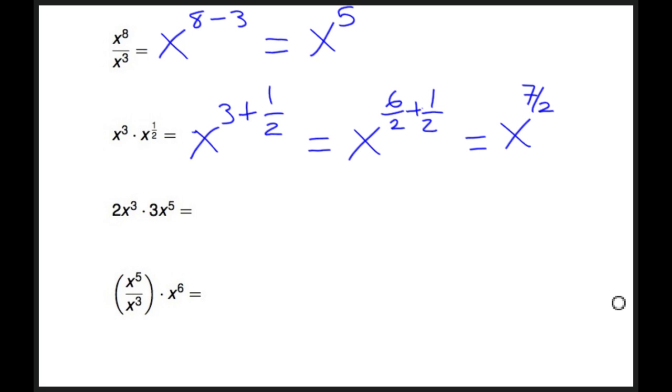Again, the rules don't change. Don't let fractions fool you, okay? This isn't harder because there are fractions. It's the same rules as always. If you're multiplying things with the same base, that means that you add the exponents.